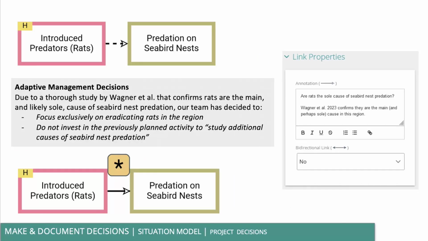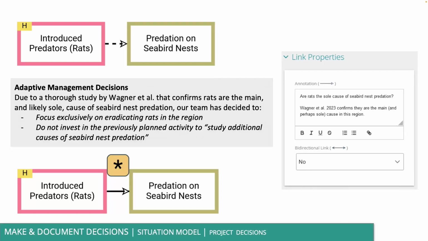Here's another example. This team was uncertain if rats were the main cause of seabird nest predation in the area, but a recent study confirmed that rats are indeed the main cause of predation. As a result, your team may choose to reduce your project's investment in research around the topic and focus your efforts on addressing the rats.